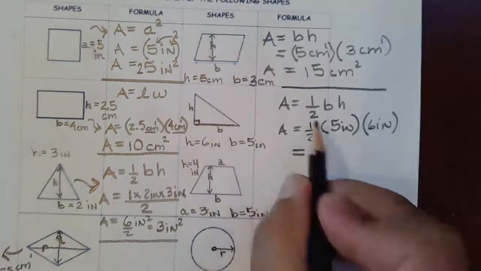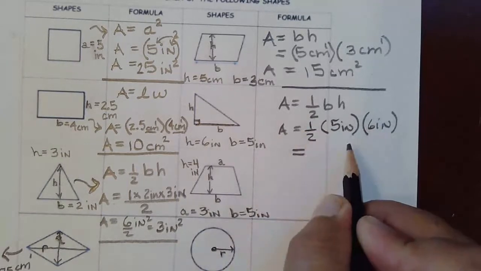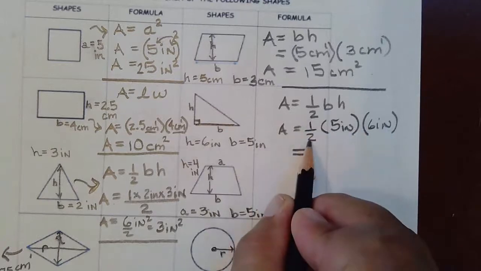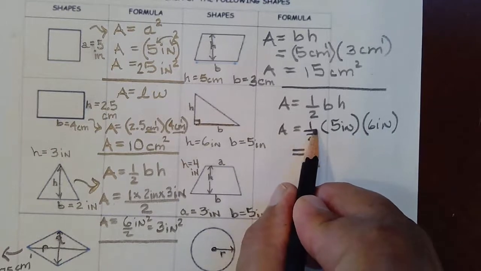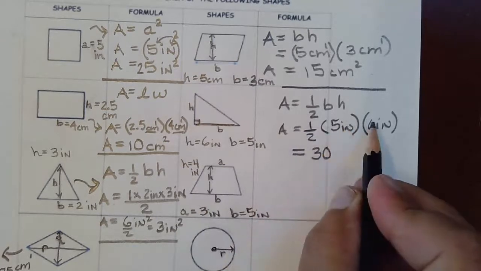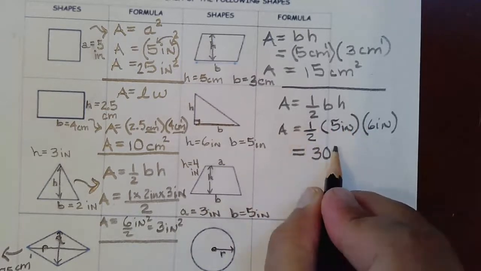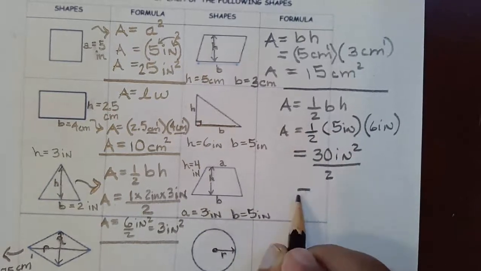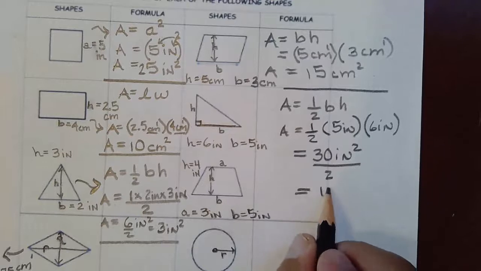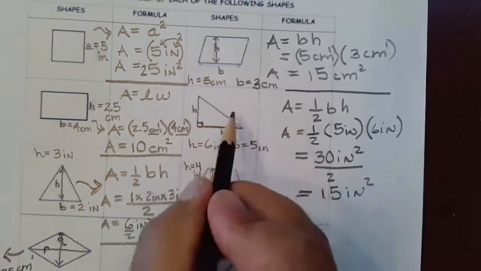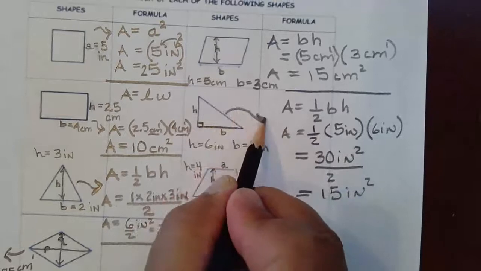Okay, so you could go top times top times top. Everything in the top is a multiplier that belongs to the top except for the 2. That's because it's underneath the division bar. So if you went top times top, 5 times 6, of course, times 1 would still be the same thing. Inches times inches, inches squared, divided by 2, you would end up getting 15 inches squared. And this is all for this problem right here.